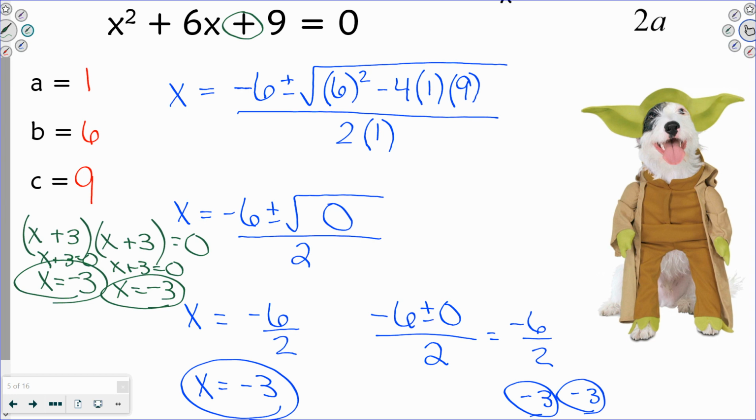Okay? So anytime you get through the quadratic formula and you get a nice answer with no radical, no i, that's when you groan at yourself a little bit because you're like, I could have just factored that. So when that happens, you could have factored your answer.